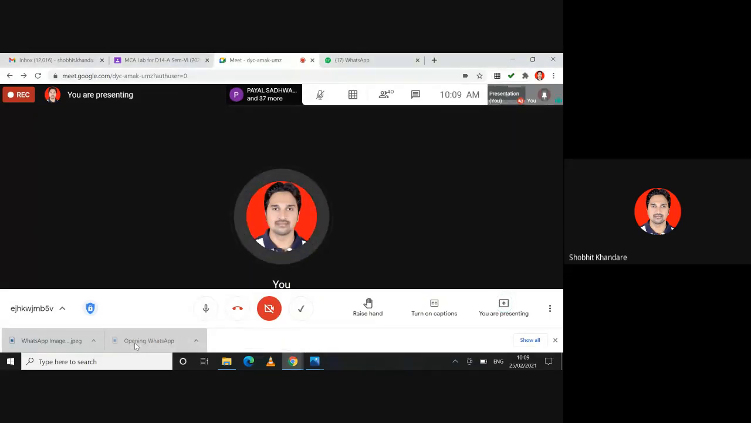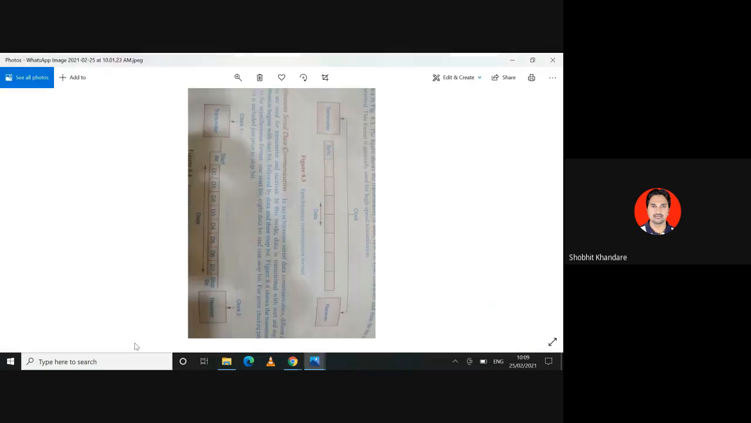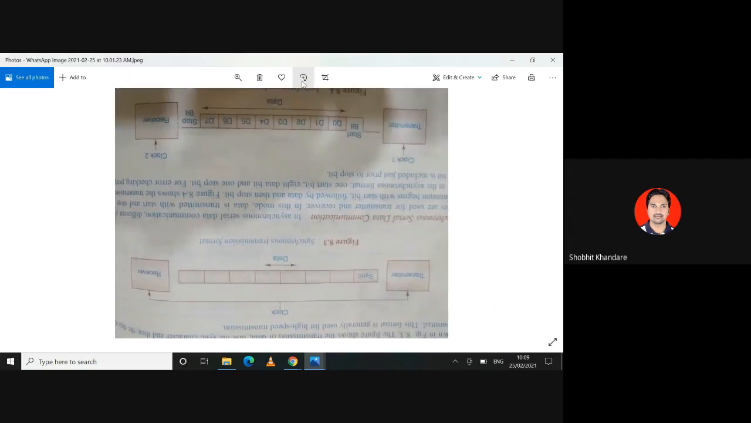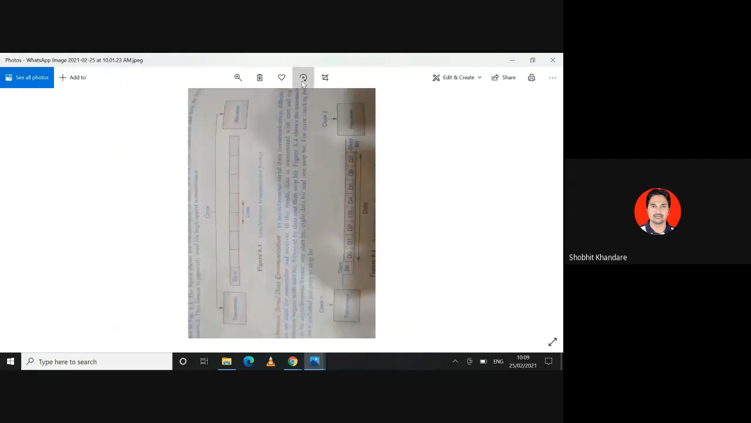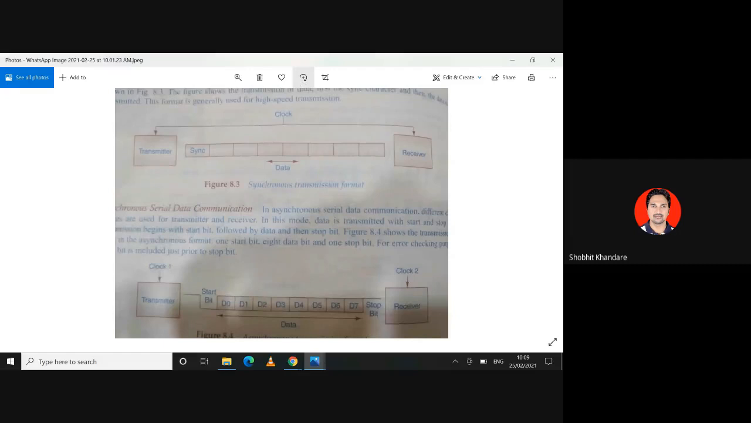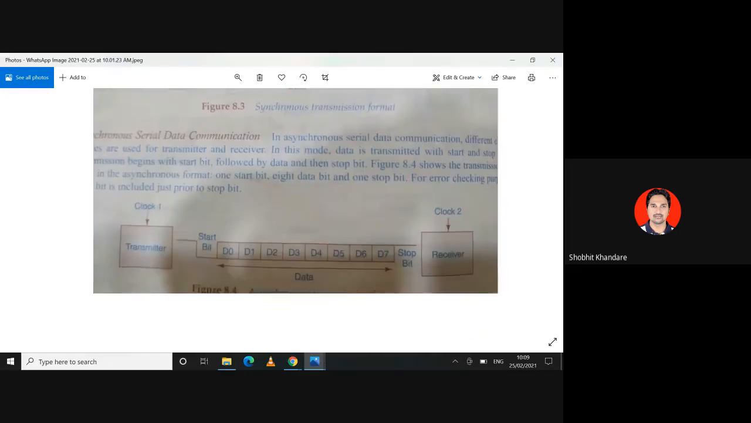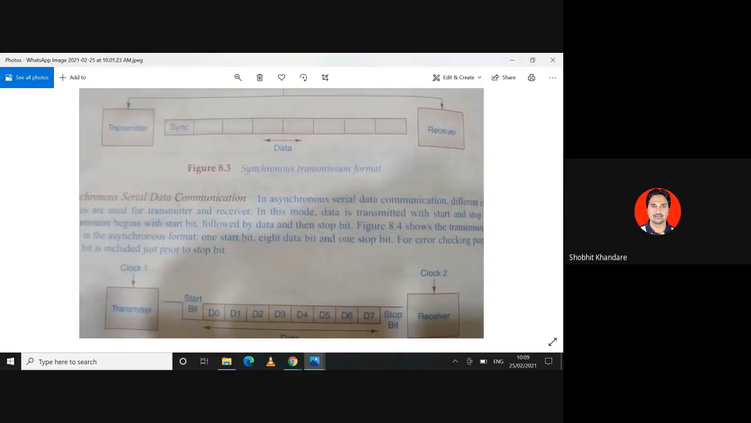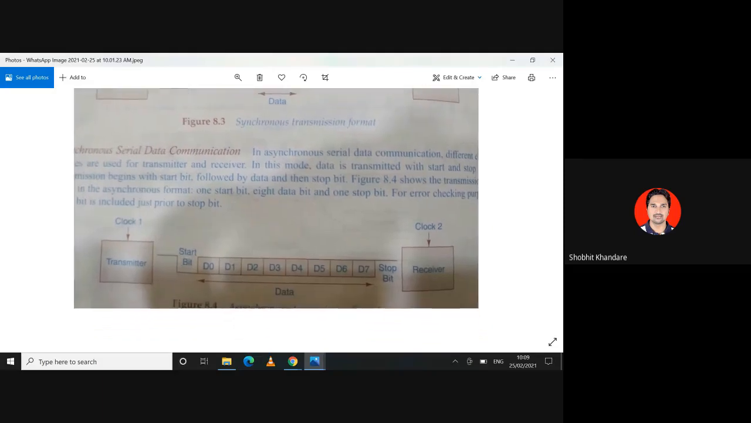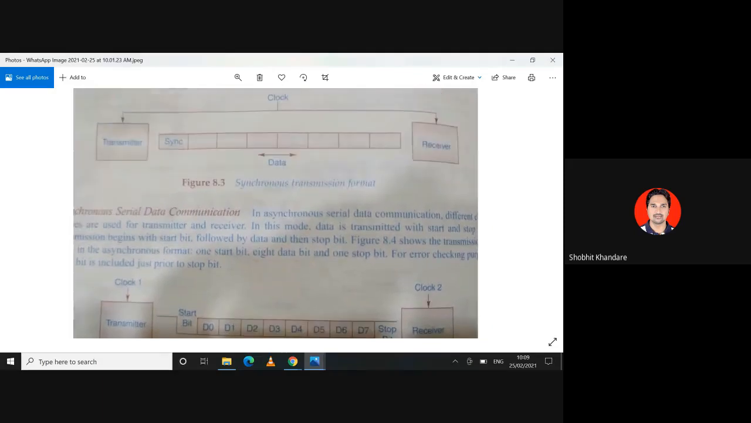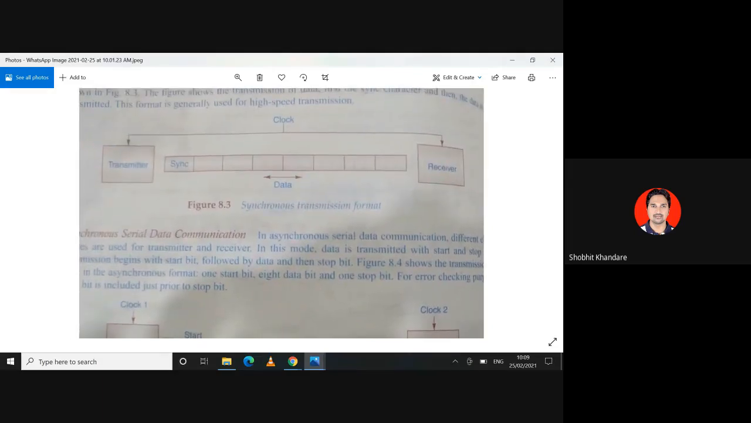Do not write anything, just understand the concept of synchronous and asynchronous. Both of these figures are available on a single screen so that you will be able to understand the concept. The above figure is for the synchronous transmission and the below figure is for asynchronous transmission. Both of these are associated with serial communication.